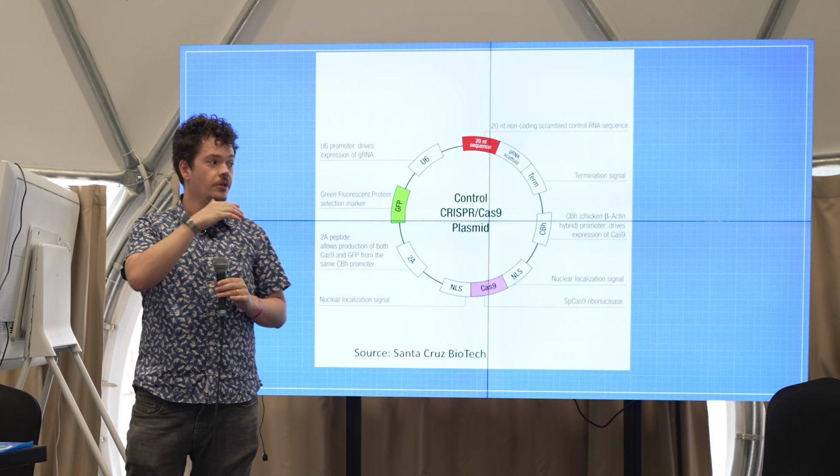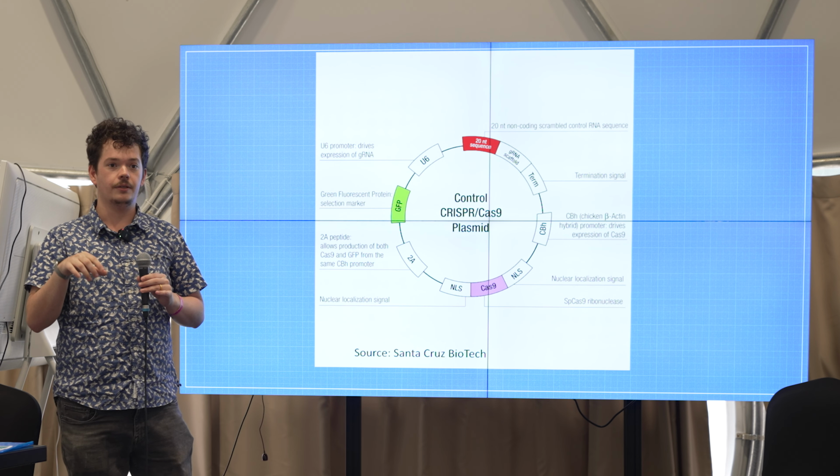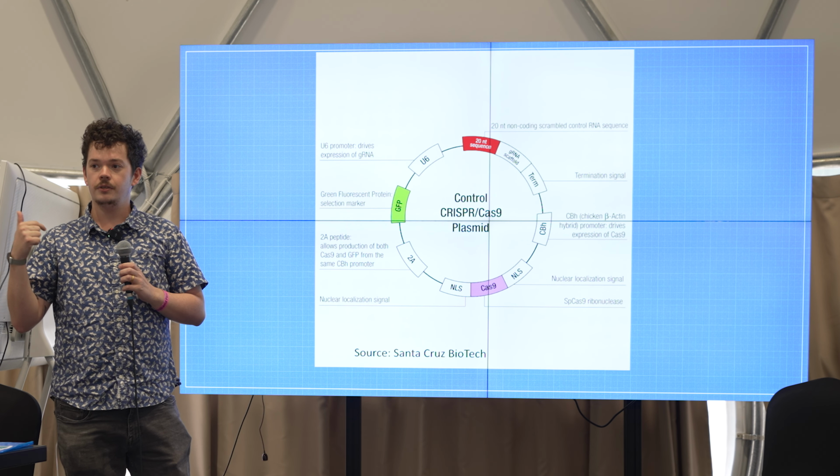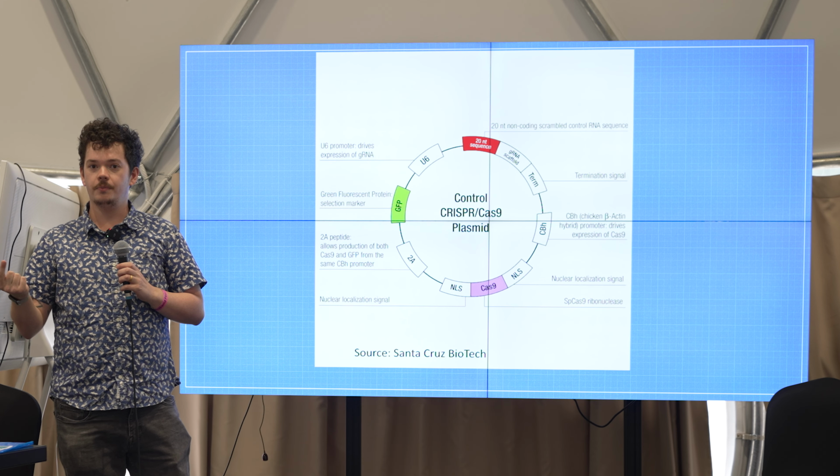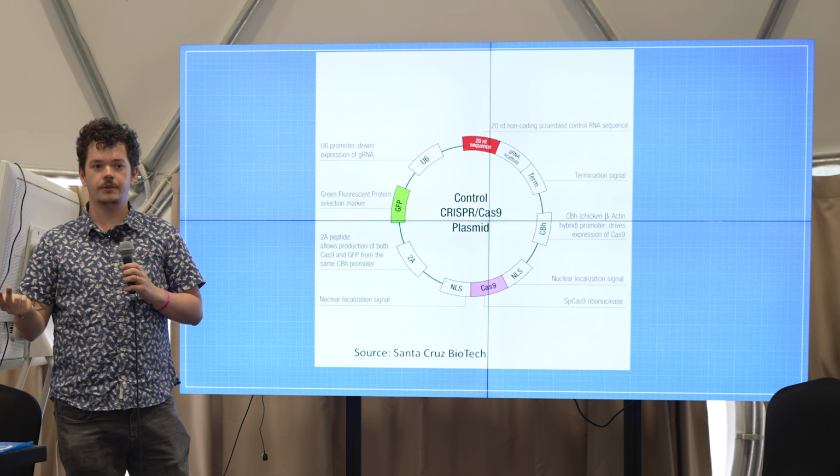Now this can be used in almost any setting. You can use this on plant cells. You can use this on human cells. You can use this on bacterial cells.